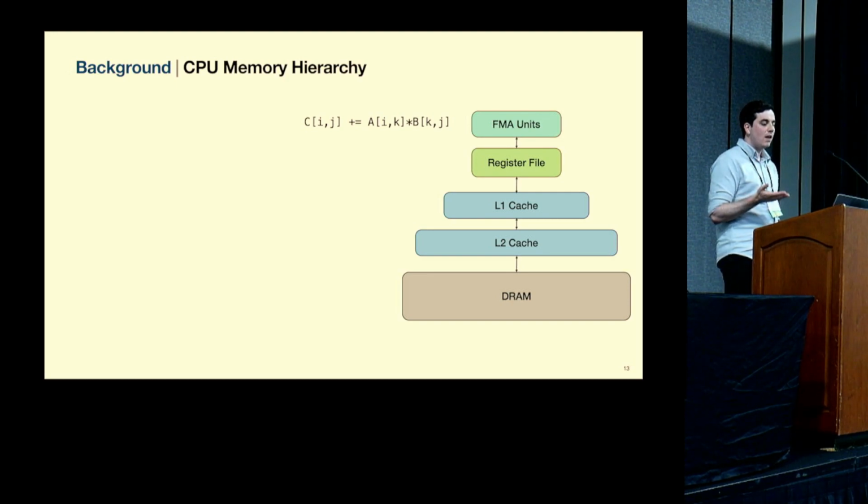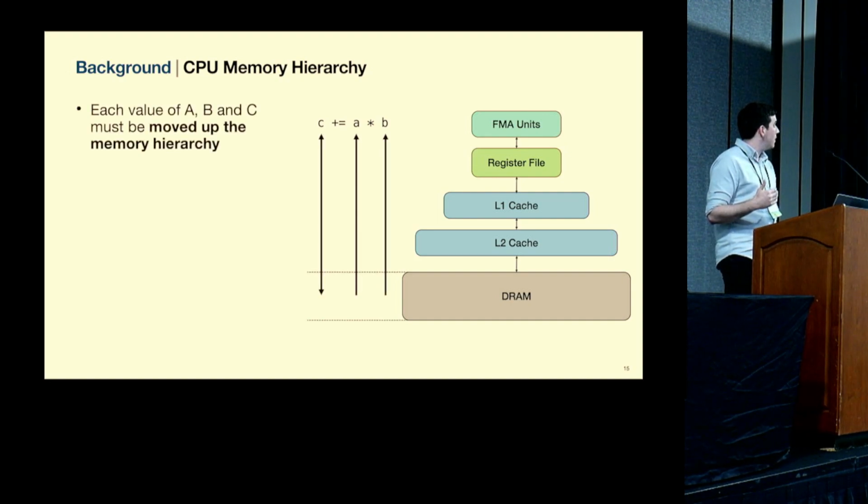And so here we have a memory hierarchy for a fictitious CPU, where we have DRAM all the way at the bottom, and at the top we have our FMA, or compute units, that perform the fused multiply-adds that make up our matrix multiplication. So here I'm just going to use lowercase letters to represent individual values of each respective matrix. And these values initially start in DRAM and have to be moved all the way up the hierarchy into the FMA units where the fused multiply-add can be performed.